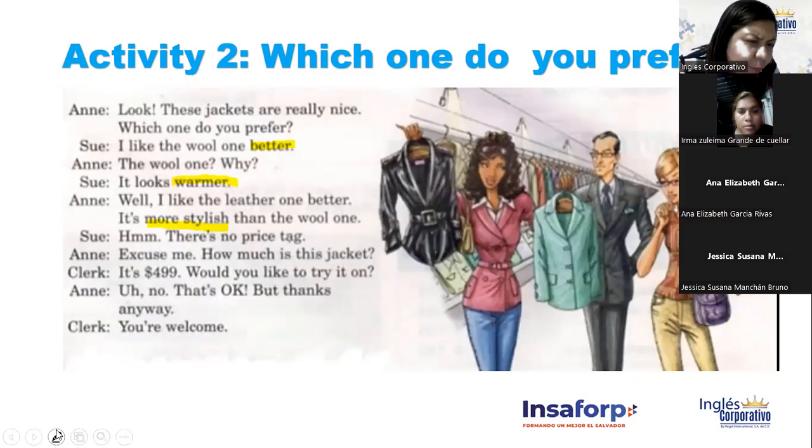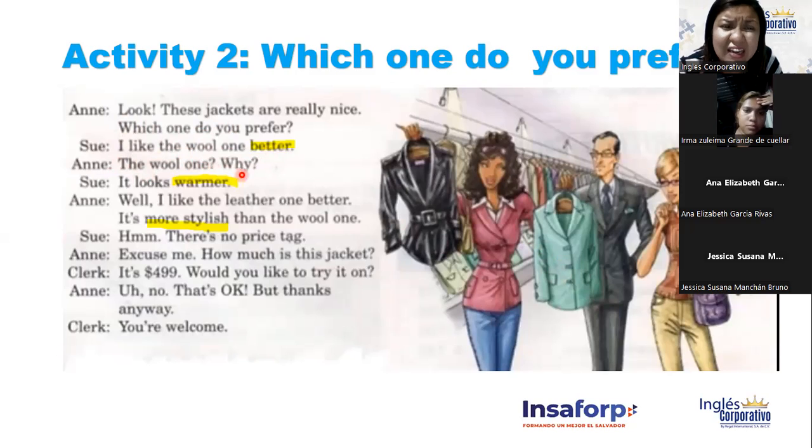Okay. Now, as I asked you, they are using comparative adjectives because they are comparing only two things. We use comparative adjectives with two objects, only two. So the leather one and the wool one, different material. She's asking, which one do you prefer? ¿Cuál prefieres? I like the wool one better. Aquí está diciendo, me gusta más la de lana.